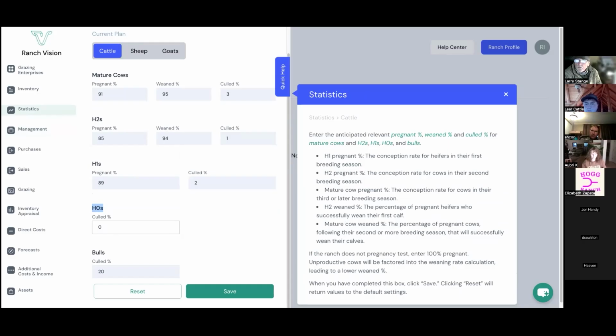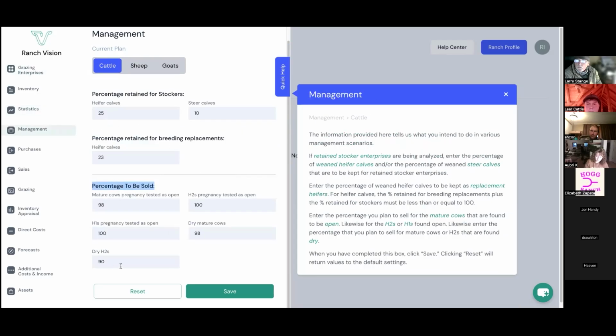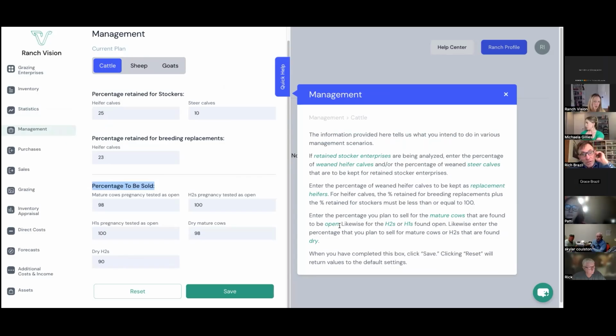Okay. And do you guys calve at 3 years old, Aubrey? We breed our 15 to 18-month-old calves. Okay. So you're calving as 2-year-olds. So you also won't have H0s. Okay. Thank you. And then kind of moving on, what do you plan to do with your open or dry cattle, your mature cows, your H2s, your H1s? Are you going to sell them all? Are you going to keep them all? Are you going to sell a percentage, keep a percentage? You just tell us what you plan to do.